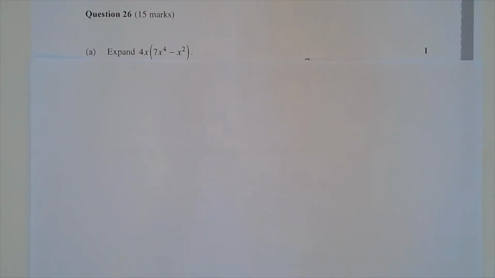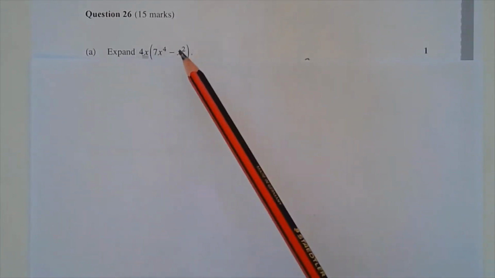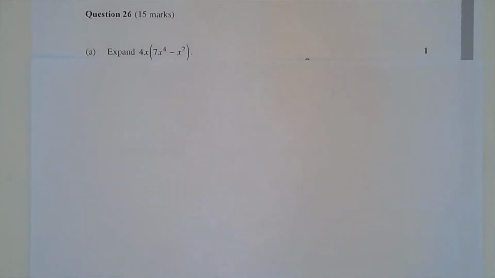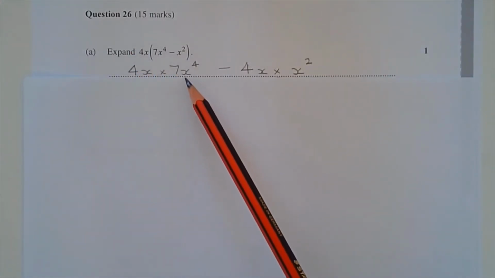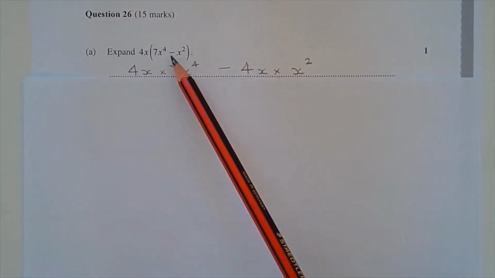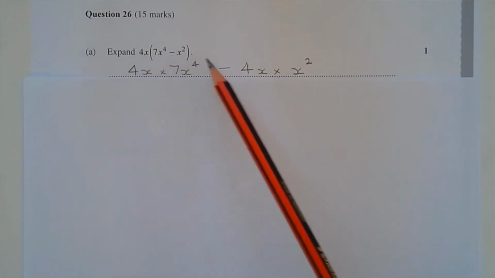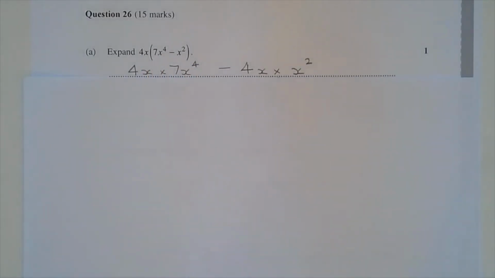Question 26a. Expand 4x outside of 7x to the power of 4 minus x squared in brackets. We need to apply the distributive law here. The term on the outside multiplies each of the terms on the inside separately. So this will be our first line of working out. So 4x multiplied by 7x to the power of 4 minus, so it comes from this minus here, 4x multiplied by x squared. Our next step is to simplify this expression.